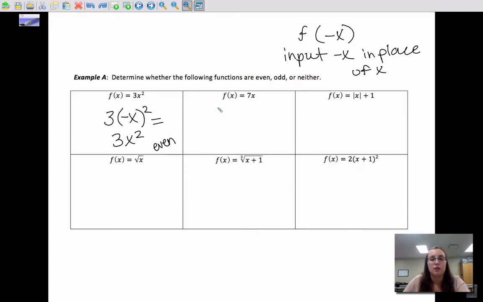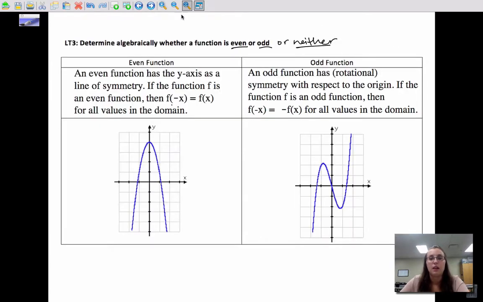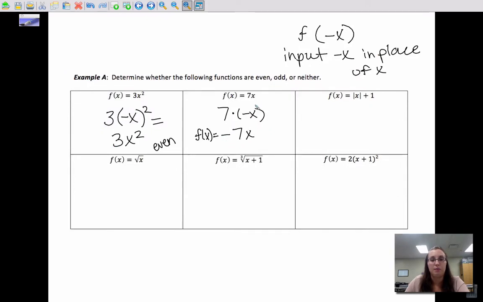Let's look at the next one. Let's think about 7 times a negative x instead of 7 times a positive x. This would get us the function as negative 7x, which is not the same. However, when I'm looking at this definition, the whole function is the opposite. I know there's only one term, but the term became the opposite of what it was. So this is an odd function.